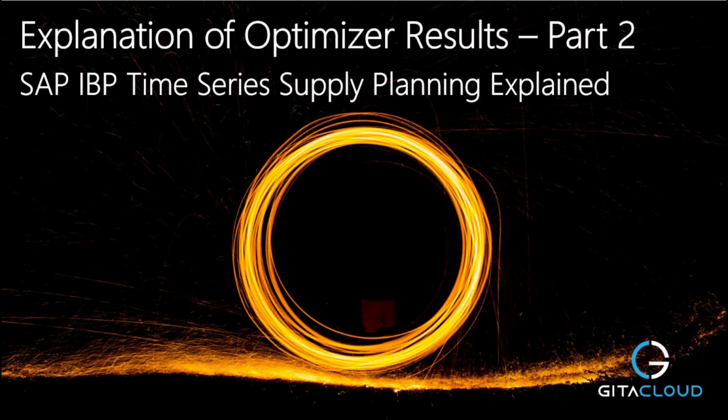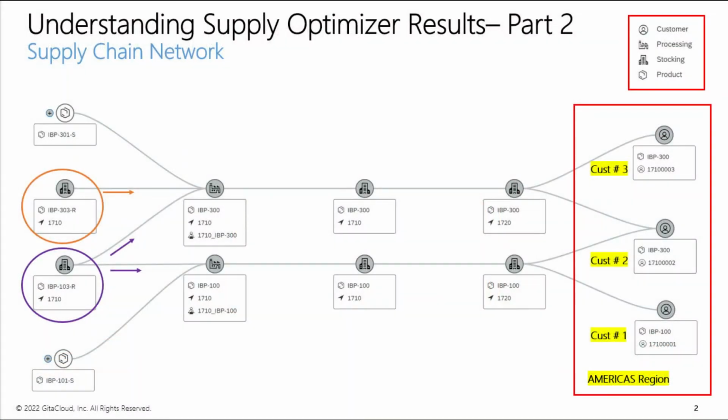In this part 2, we will explain how lead time and supplier constraints impact planning results. We recommend you watch part 1 first, if you have not already. This will help you understand the supply network, master data, and the cost model used in this series. We have included the slides here for easy reference.